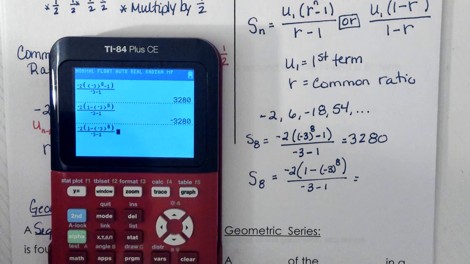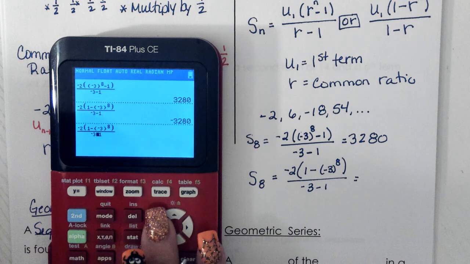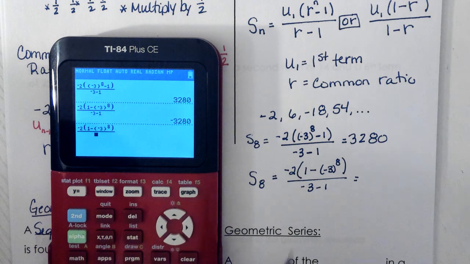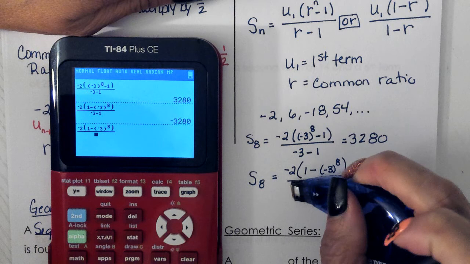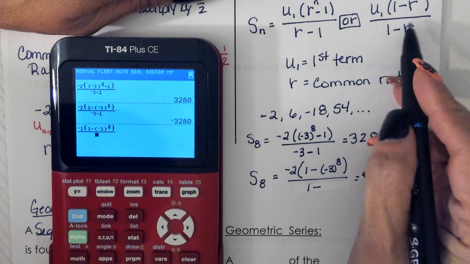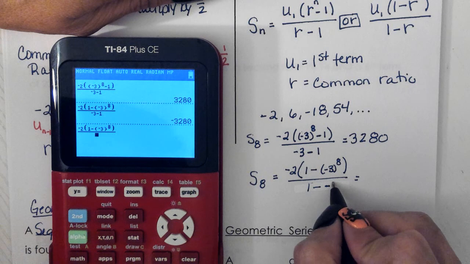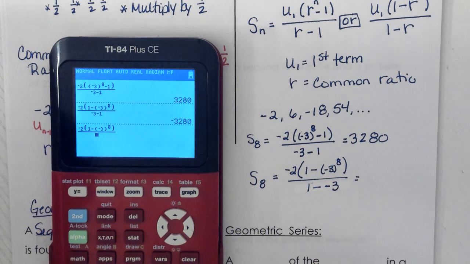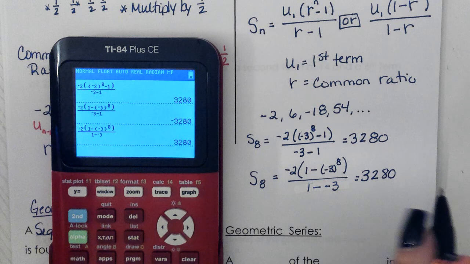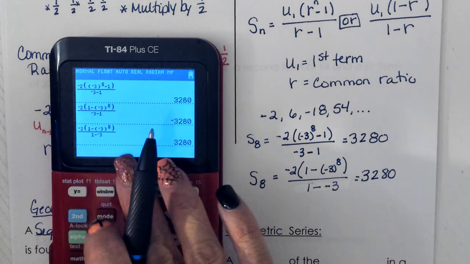Did y'all catch what I did wrong? What did I do wrong down here? Delete, delete, delete. This was supposed to be 1 minus, and then r, which is -3. So, 1 minus -3. There we go. 3,280.